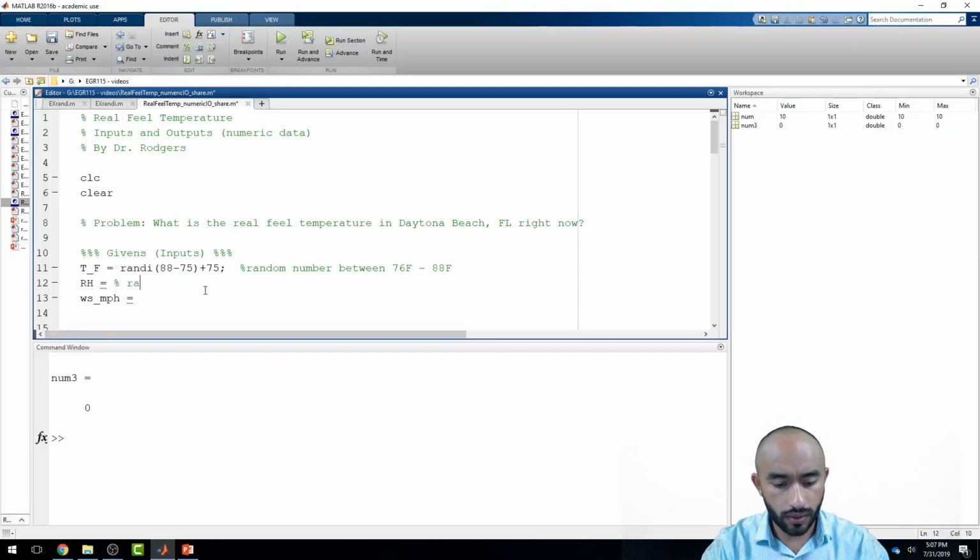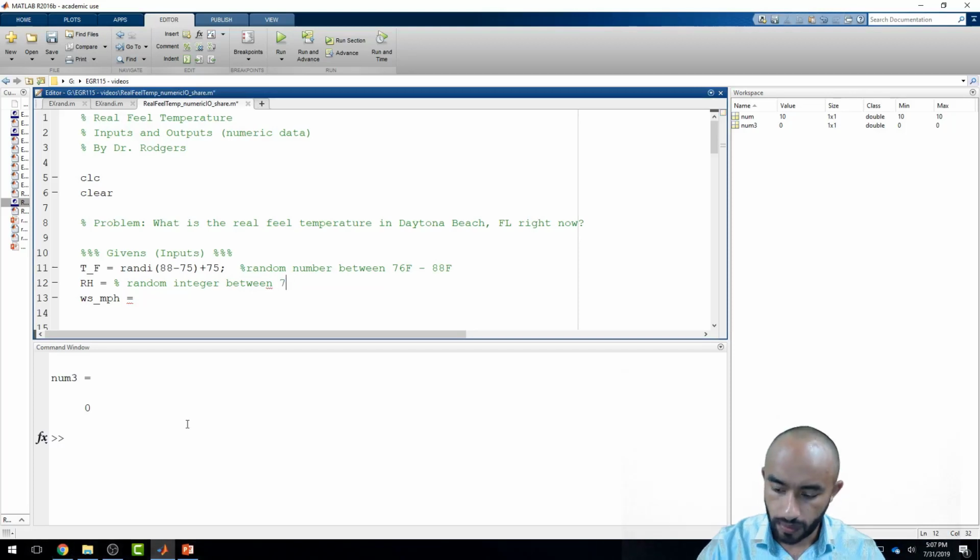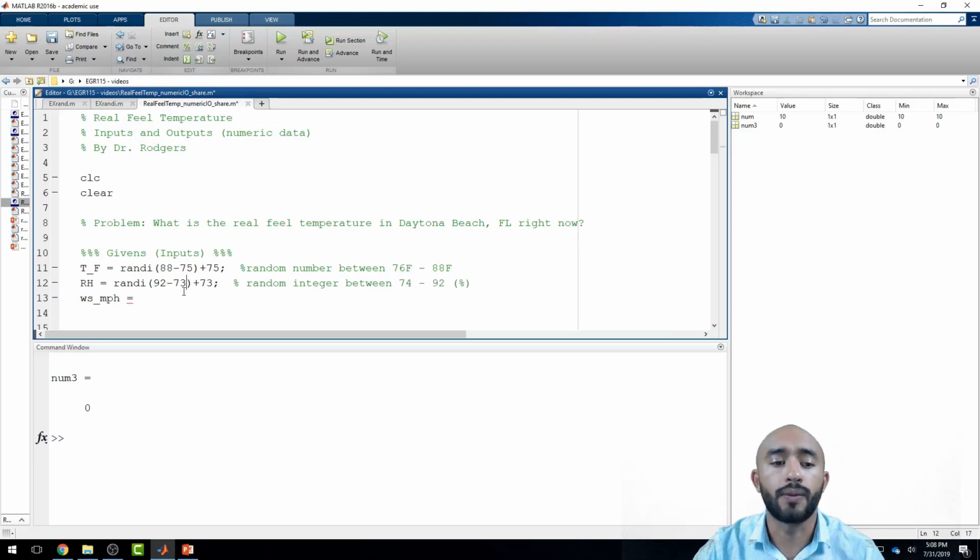The humidity is going to be a random integer between 74 and 92, and it's going to be in the form of a percent. So using the exact same command, round_i, parentheses, addition, semicolon. Once again, outside of round_i is going to be 73, and in parentheses is going to be the upper portion of my range minus whatever I'm adding outside of round_i.